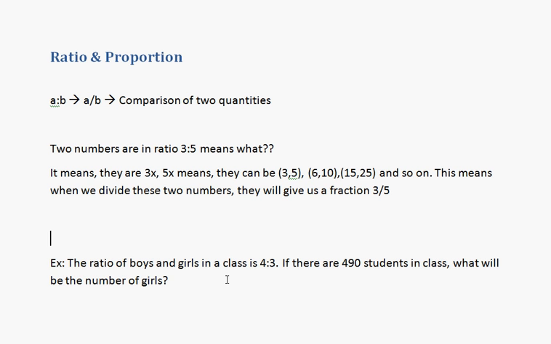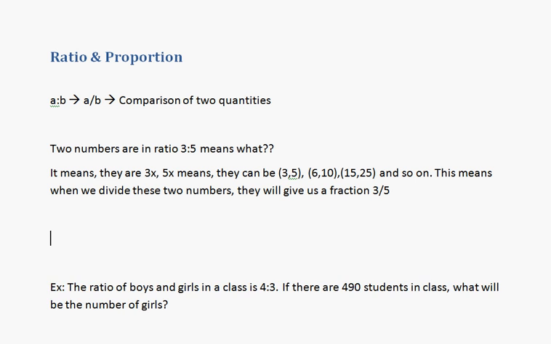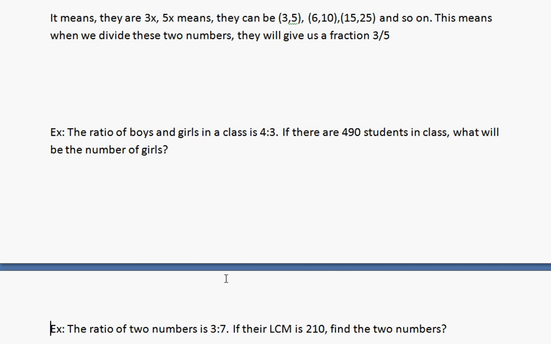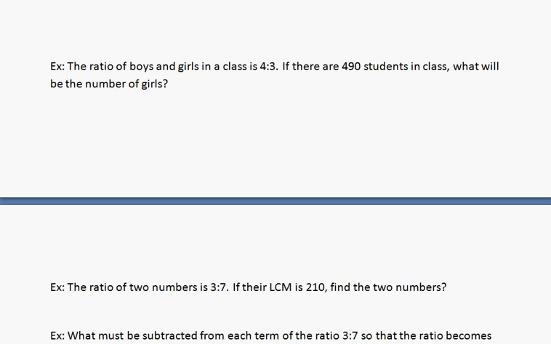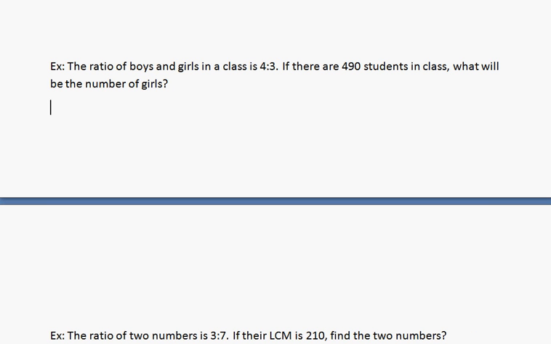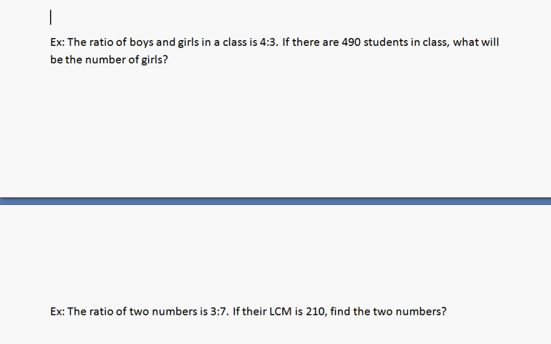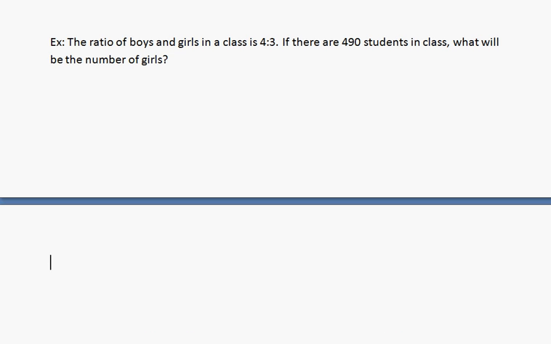We don't need rules and all that stuff to do the questions. Let's directly go to a few applications. So the first question says the ratio of boys and girls in a class is 4 ratio 7. If there are 490 students in the class, what is the number of girls? Just try and solve it. Around 1 to 2 minutes you can take to solve this question.